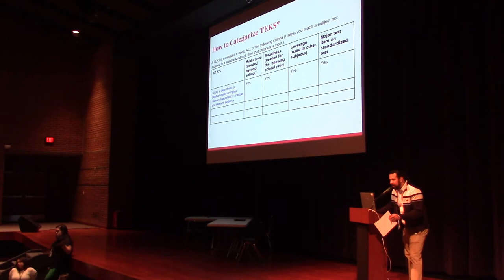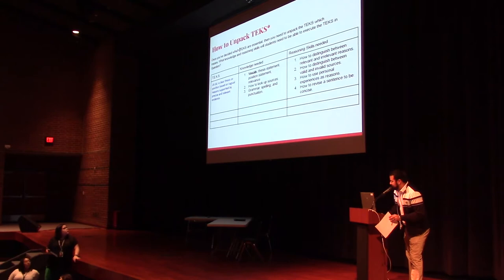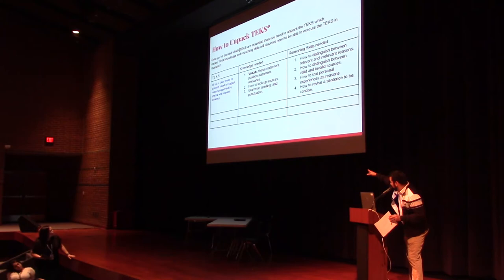to find one TEK with anything essential or at least close to it, yeah? All right, so once you categorize your TEKs and you found the 4 to 6 per unit that you believe are essential, the next step is to unpack that TEK and really look at what that TEK is asking the students to do.